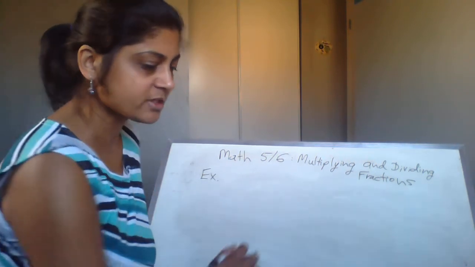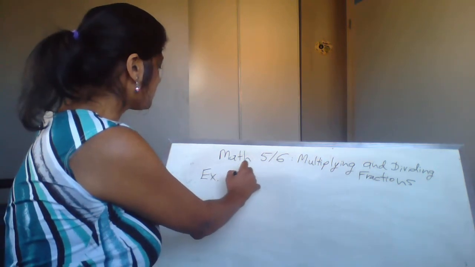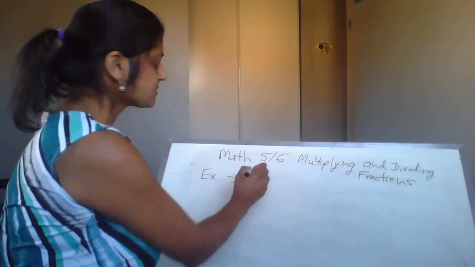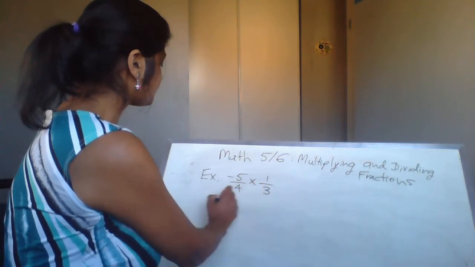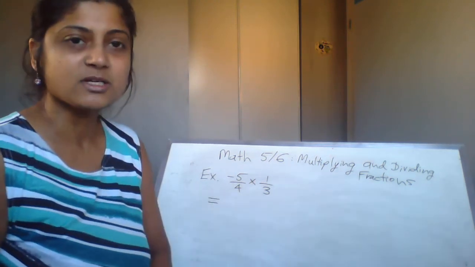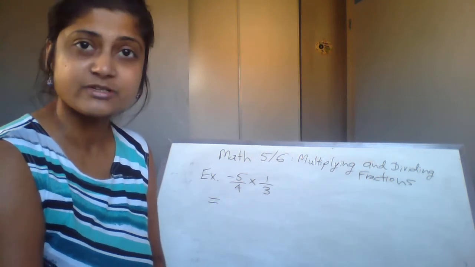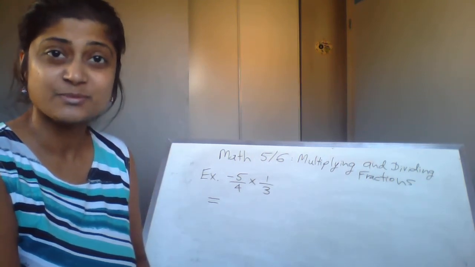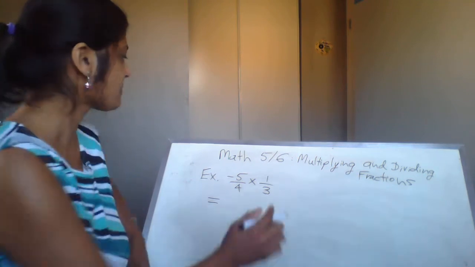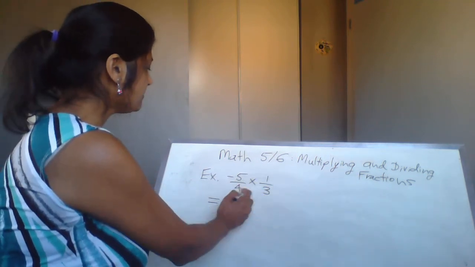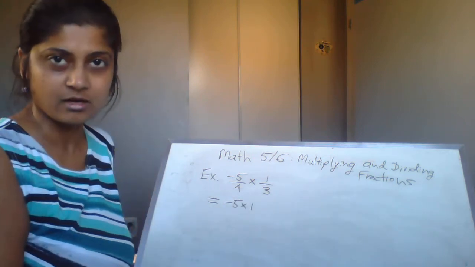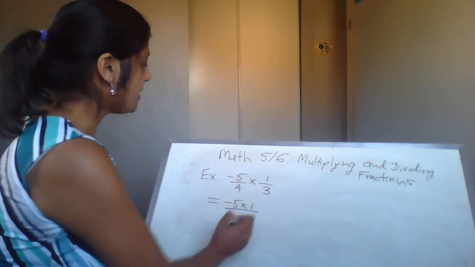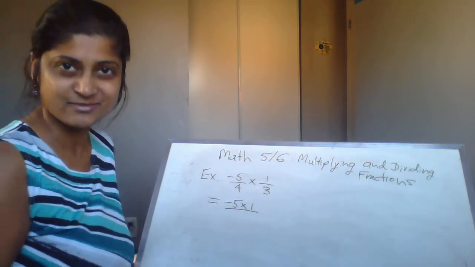So let's try this one here. I have negative 4 over 5. I'm going to multiply it by 1 over 3. When you multiply fractions, it's actually very simple. All I'm going to do is multiply the two numerators together. So I'm going to do negative 5 times 1 on the top. On the bottom, I'm just going to do 4 times 3.